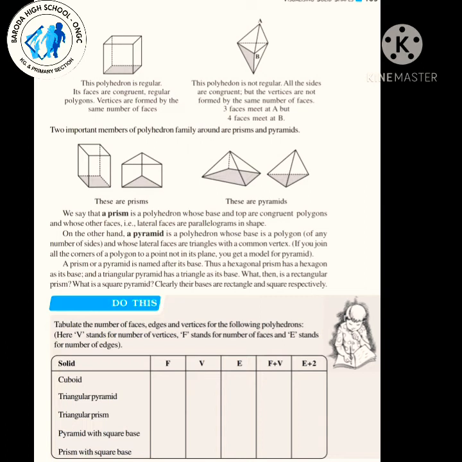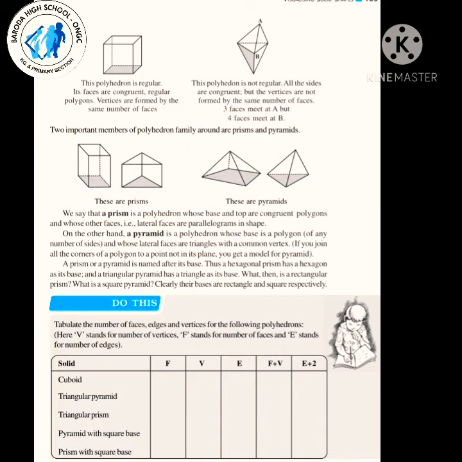Other than cubes and cuboids, even the prisms and pyramids are called polyhedrons. Now, in prisms, only 2 faces are the base shape and the remaining faces are parallelograms. And in a pyramid, the base shape is different and the remaining faces are triangular in shape. So the pyramid is known by the shape of its base.